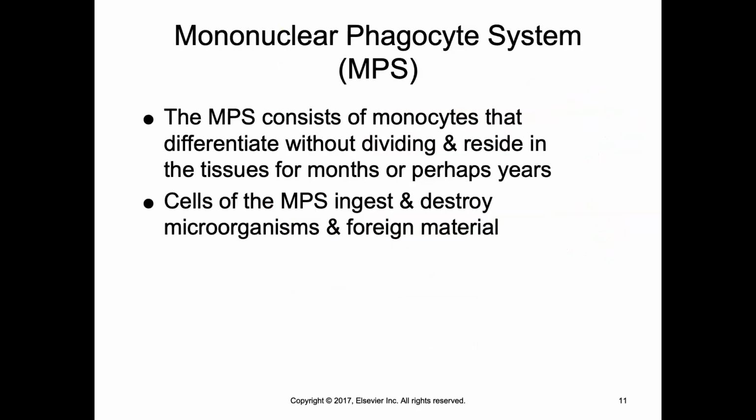The mononuclear phagocyte system consists of monocytes that differentiate without dividing and stay in the tissues for months or years. Cells here ingest and destroy microbes and foreign material. All right. And they're able to move from compartment to compartment as needed.